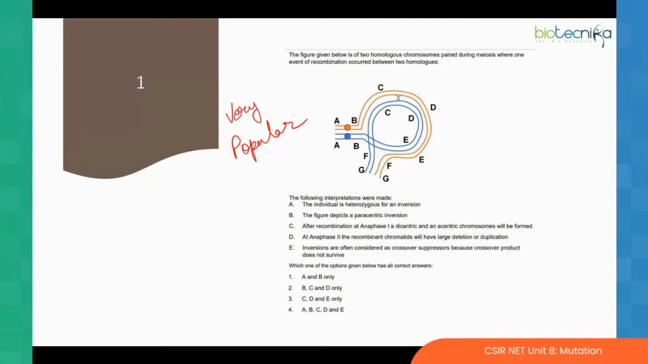Yes. So I want you all to analyze and try to answer this question. The figure given below is of two homologous chromosomes paired during meiosis, where one event of recombination occurred between the two homologs. The following interpretations were made. So A, B, C, D, E, five interpretations are there. Which of the options given below has all correct answers? Yes. What do you guys think? What should be the answer?